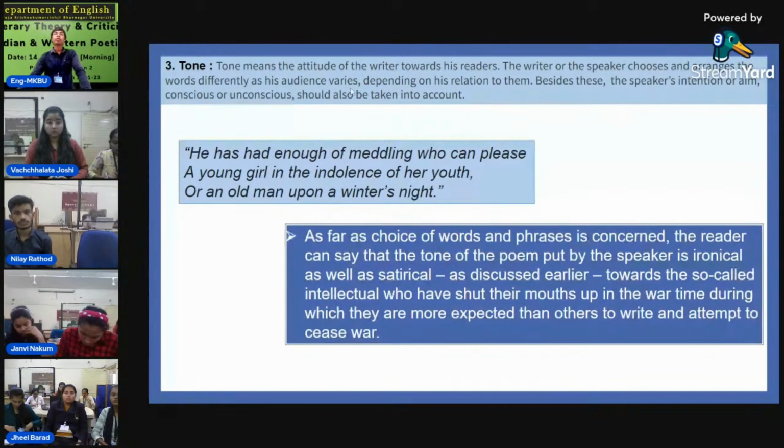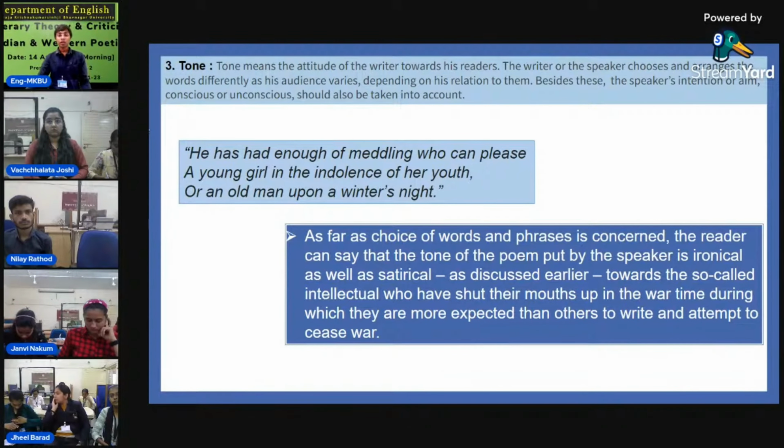As I told you, if your professor is a PhD, he will talk differently. If you are a school child, he will not tell you that this philosopher has said this, because it is hard for children to understand. But he will teach you ABC according to your mental capacity. Words differ as the audience varies, depending on his relation to them. Besides this, the speaker's intention or aim, conscious or unconscious, it can be both, should also be taken into account.